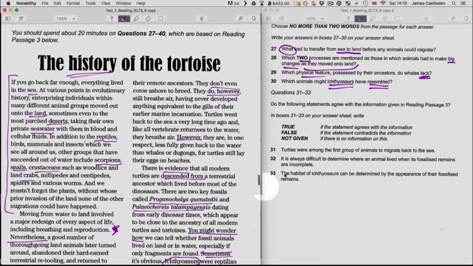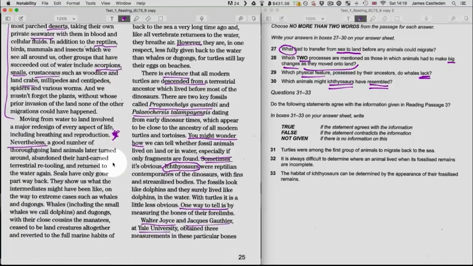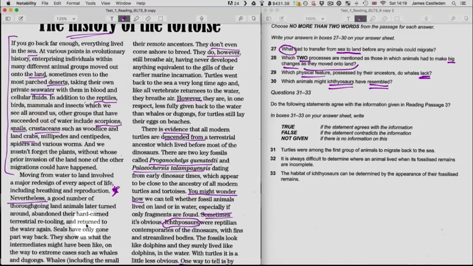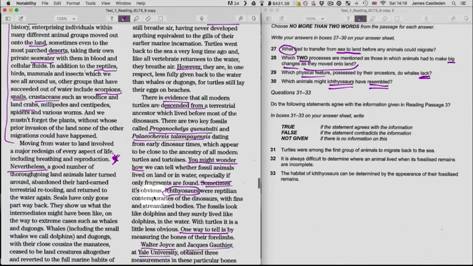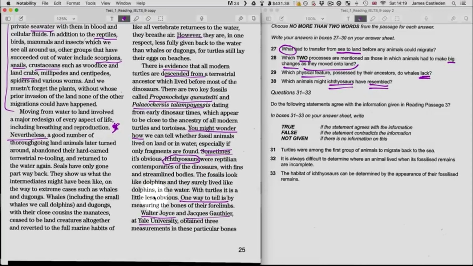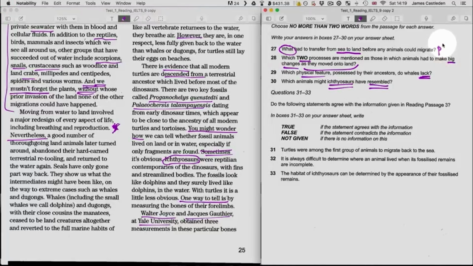Finally. Okay, we should be ready to check these out now. So, what had to transfer from sea to land before any animals could migrate? So, assume it's food. Oh, yeah, so there, without whose, very important, and we mustn't forget, that's the phrase I'd missed. Yeah, so I was right, plants. Because without which the prior invasion of the land could not have happened. None of which could happen, right?